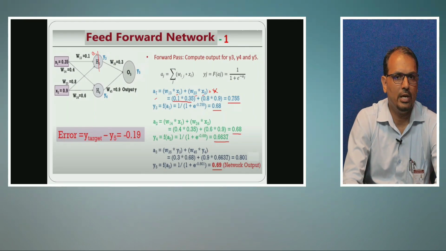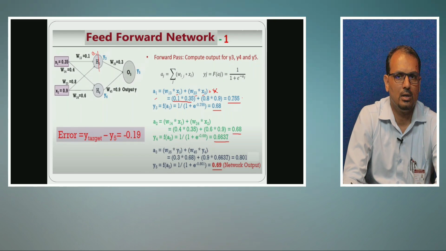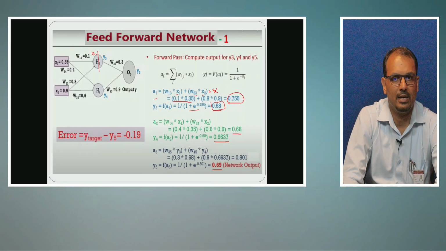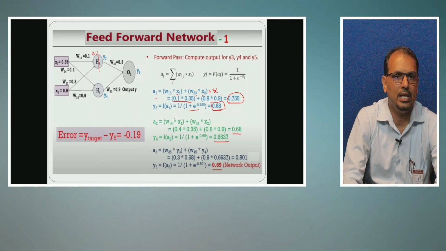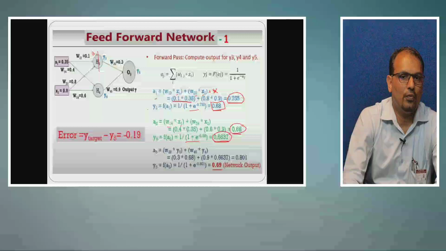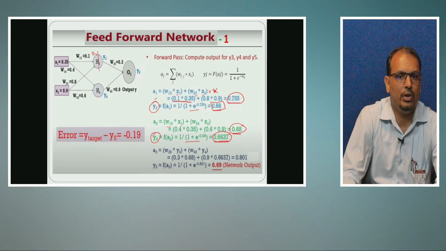Now when you calculate the summation, the value you get is 0.755. When you apply the activation function here, the final value is 0.68. This is your y3, meaning the hidden output. In the same way we can calculate a2, w1 for x1 plus w2 for x2, all these 4 values we know, and the summation is 0.68. When you apply the sigmoid activation function, you get 0.6637. So y3 we know, y4 we know.